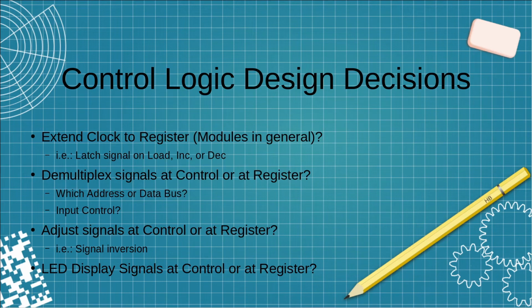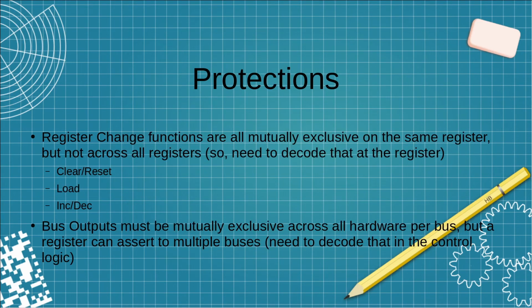And then LED displays of the signals, do I want to do that at the controller or at the register? My feeling is I want to put those LEDs at the register, so that I can actually determine what's going on close to where it's actually happening. I mentioned this before, I'll mention it again. Register change functions or inputs are all generally mutually exclusive to the same register, but not necessarily across all registers. So we do want to decode that at the register.